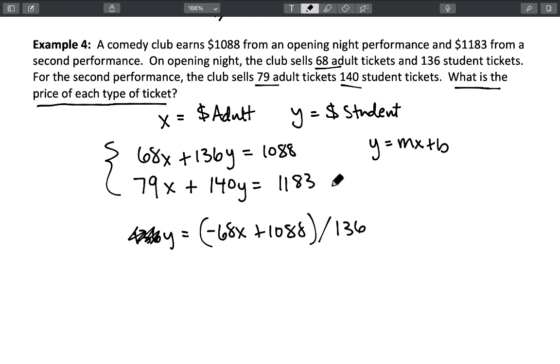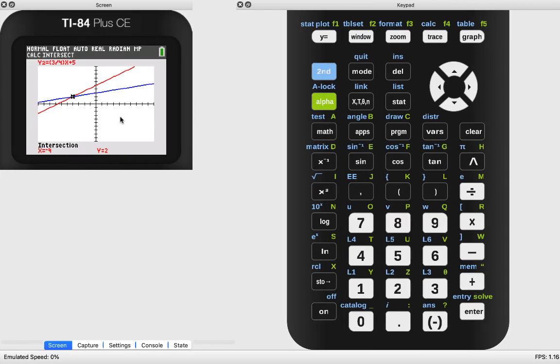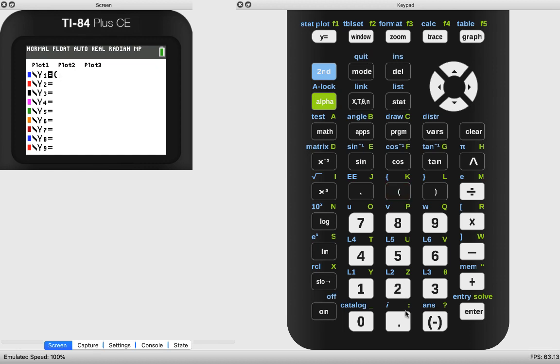Following that same format, I'm going to find the next equation in slope-intercept form. The way I'm going to do that, I'm going to subtract over that 79x. So negative 79x plus 1,183. But then remember, I'm going to divide over that 140. All right, so let's go to our graphing calculators now with that first one of negative 68x plus the 1088. Close your parentheses and divide that by 136.